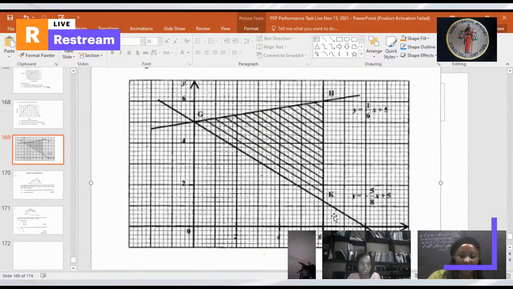How about this line? You're shading above, so it's greater than or equal to. We're shading above this line, so y is greater than or equal to 5x plus 5.